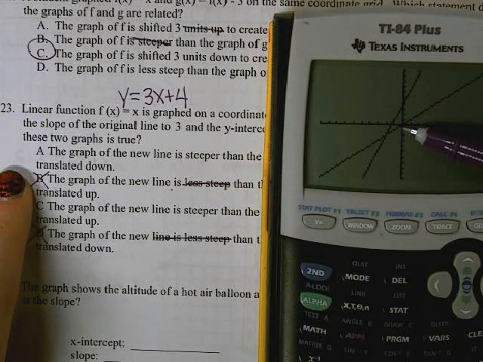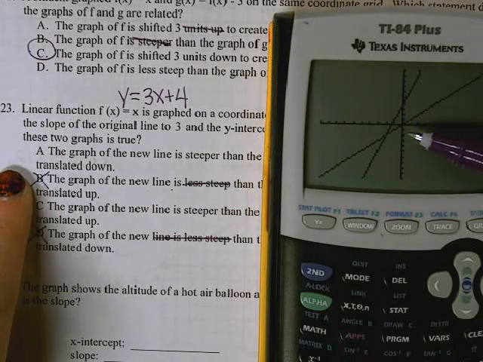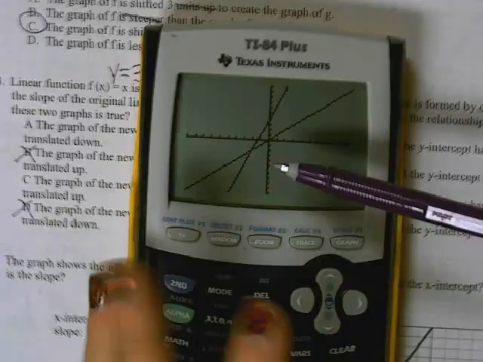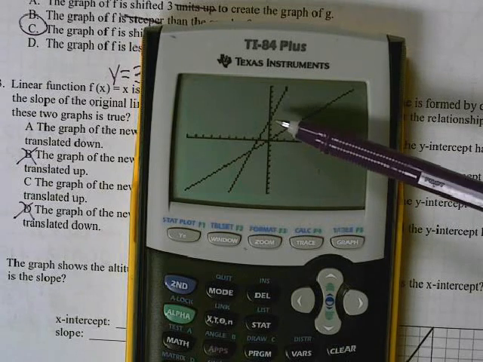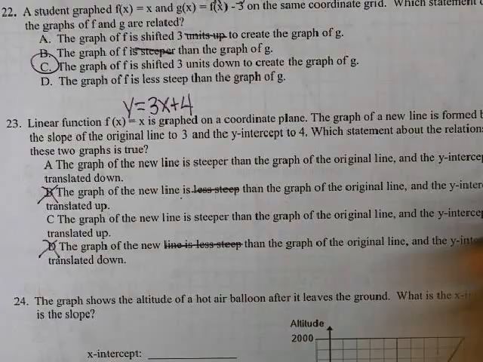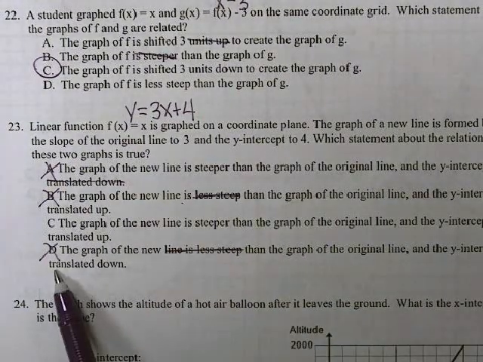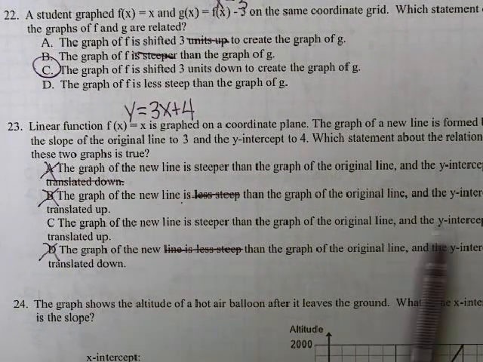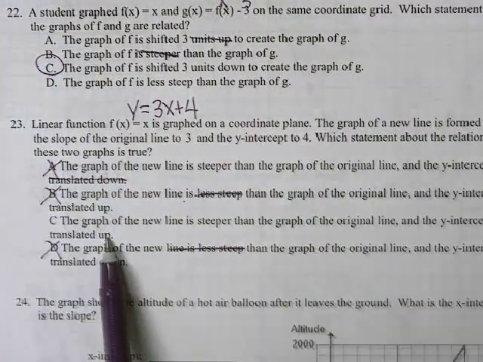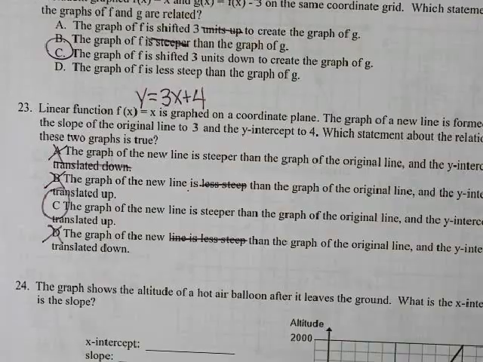So here's my original graph. Here's my new graph. Did my y-intercept go up or did it go down? My y-intercept went up. So that's not correct. It was not translated down. It was actually translated up. And this answer choice also says the y-intercept has been translated up. So C is the correct answer.